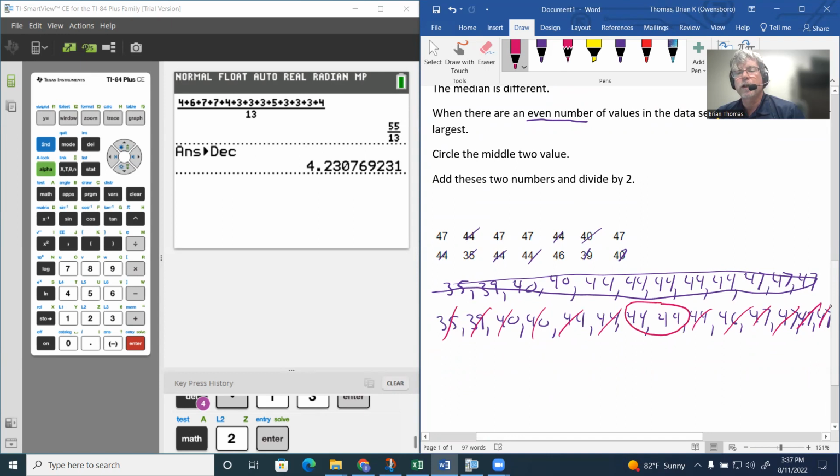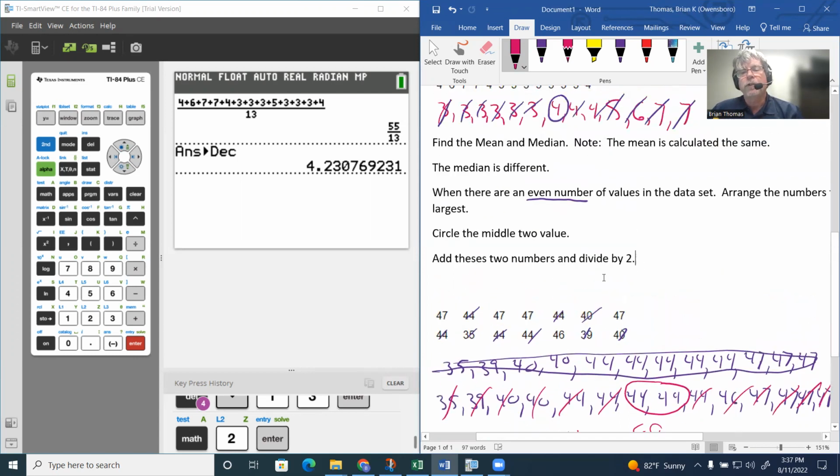So once I have the 2 middle values, what I'm going to do is add those together, 44 plus 44, and divide by 2. That's going to be 88 divided by 2, which is just going to be 44. So if the 2 middle numbers are the same, the median isn't going to change either. It's still going to be that 44. So that's how I would find the median.